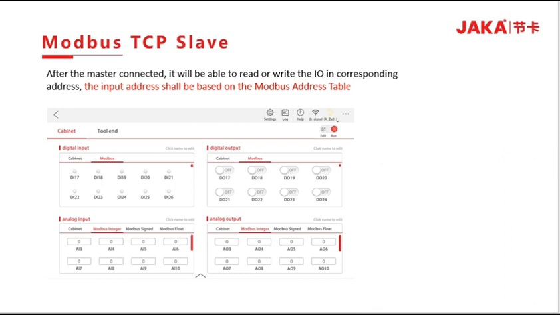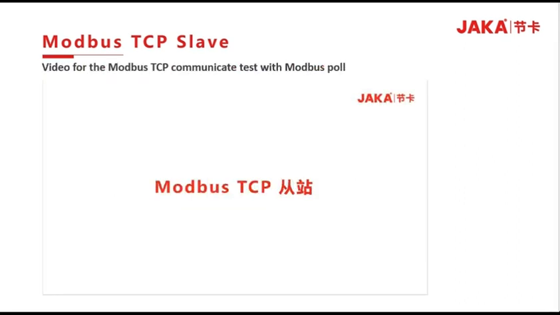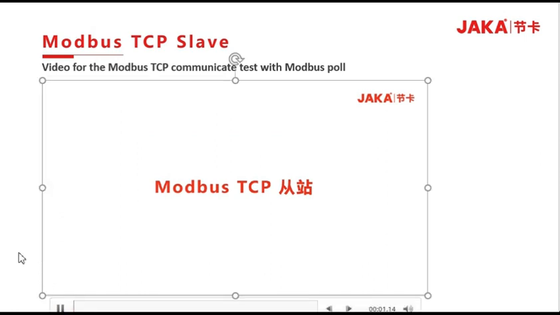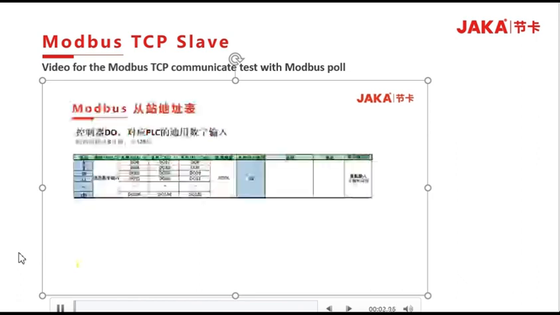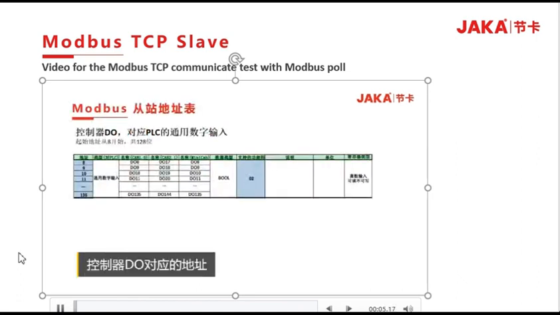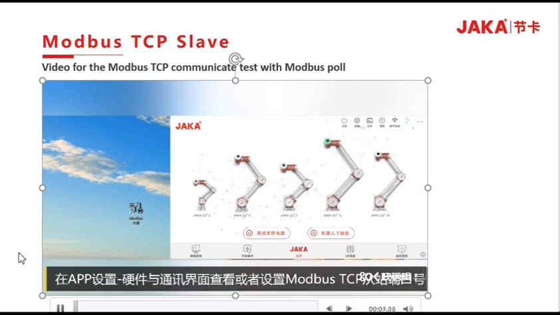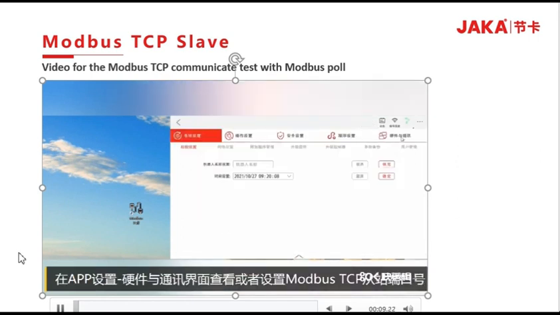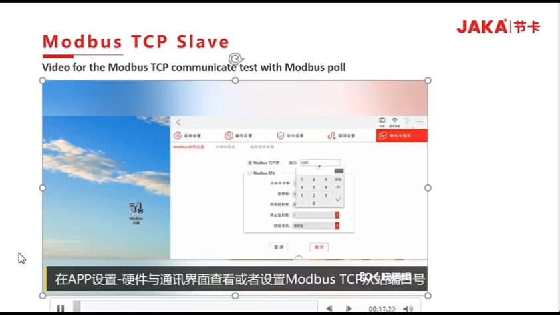In the I/O monitoring page, click Modbus tags. We could also check the related Modbus I/O. Now let's watch a video about the Modbus TCP setting. First is the controller DO. In the APP hardware and communication page, we could set up or view the Modbus TCP port.